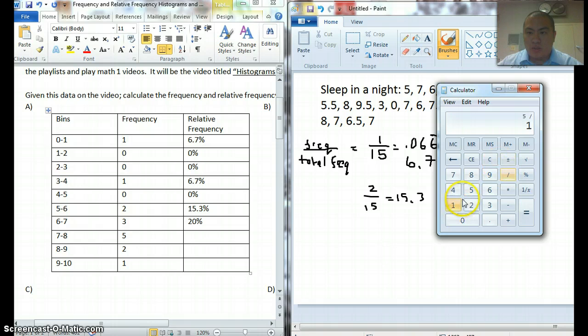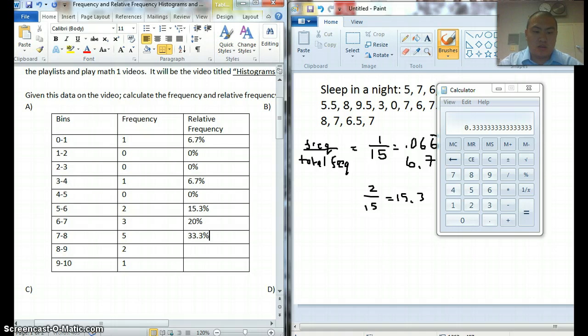5 divided by 15, I get 33.3%. And for 2 divided by 15, we already did that, it's 15.3%. And then for 1, it should be 6.7%.